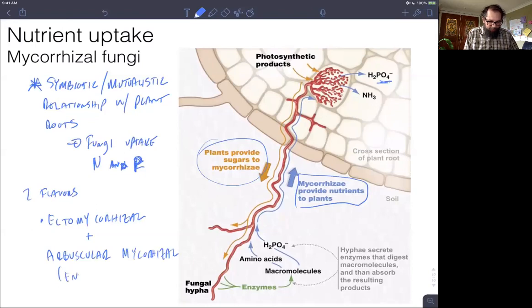Arbuscular mycorrhizal fungi, you'll sometimes hear these referred to as endomycorrhizal fungi. Arbuscular is the more correct term. But these are two different ways, and different groups of fungi, of course, do this a little bit differently, that fungi are associated in this mutualistic relationship with plant roots.